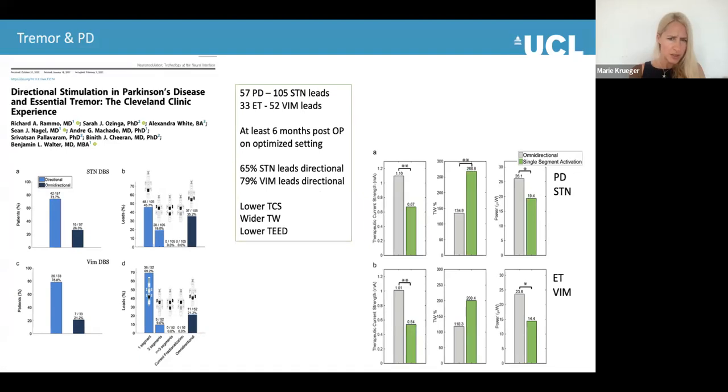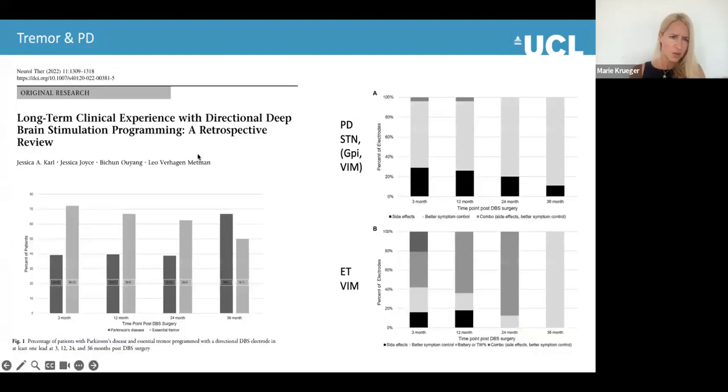Again, this is quite representative of the other studies. And this one was the one with the longest follow-up. What is interesting is that initially, at the 3 months follow-up, the light gray ones are the VIM or essential tremor patients. The majority was on a directional mode, but actually the number went down over time.